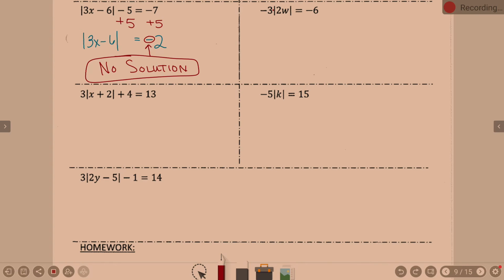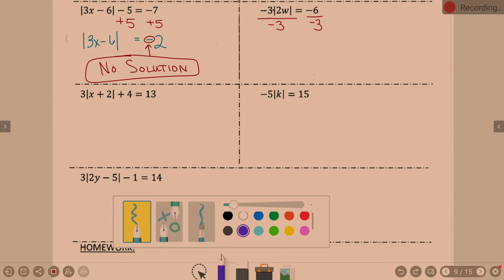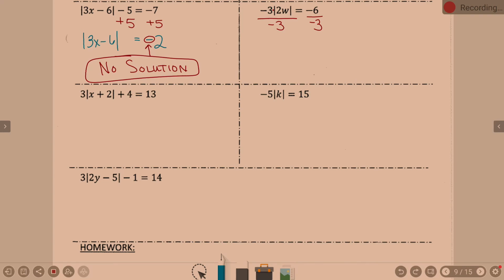That is negative 3. It's attached to the absolute value, so it is multiplying. And the opposite of multiplying is to divide. If I divide the left by negative 3, we divide the right by negative 3. Now, what happens on the left? The negative 3's will cancel. So it's going to be absolute value of 2W. Negative 6 divided by negative 3, which gives me positive 2.